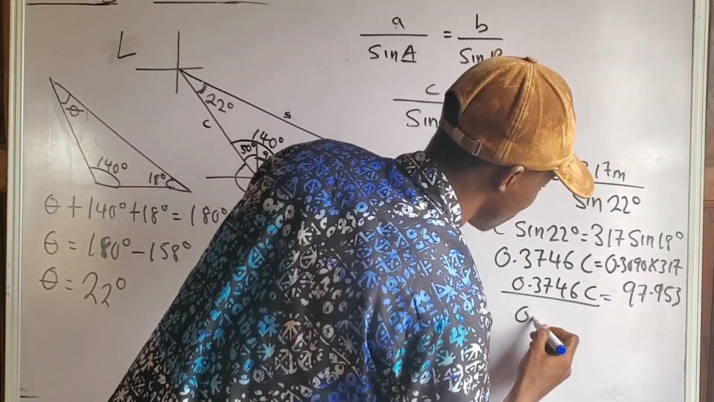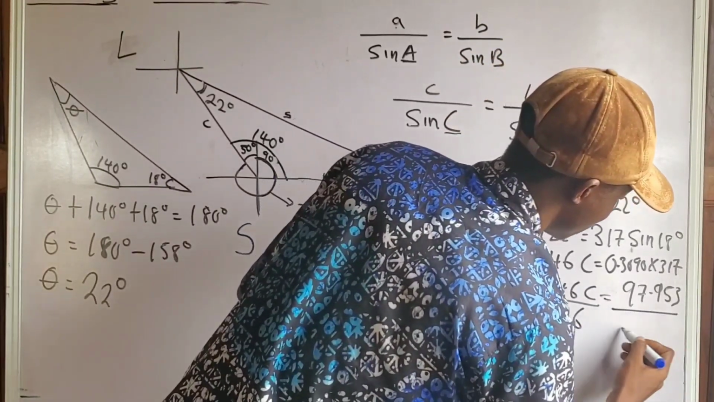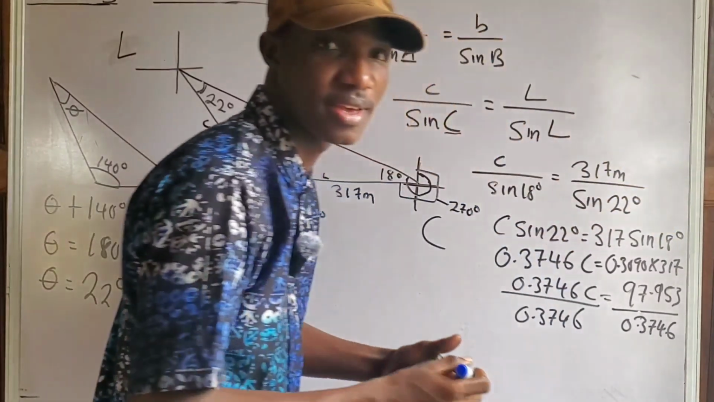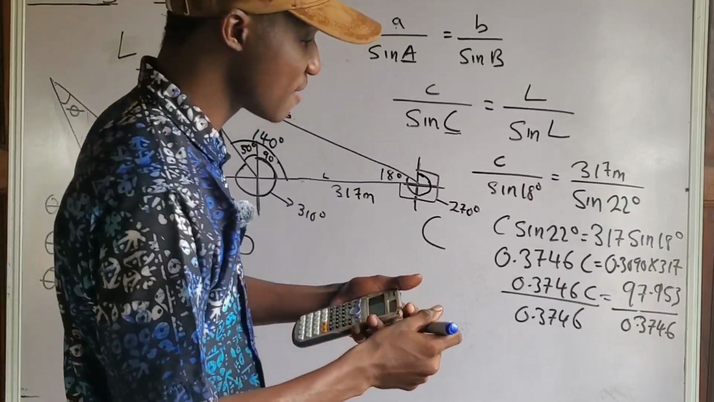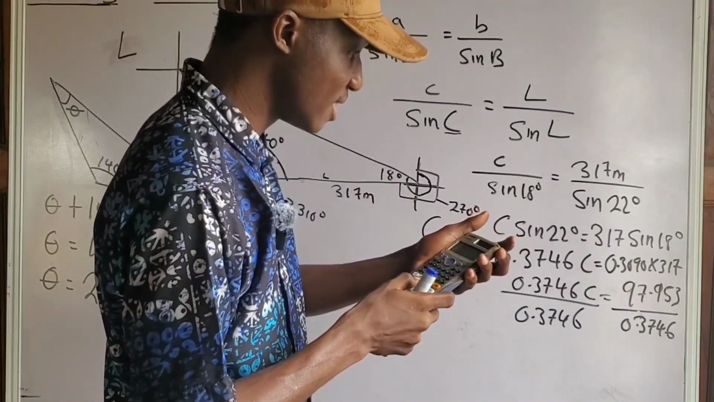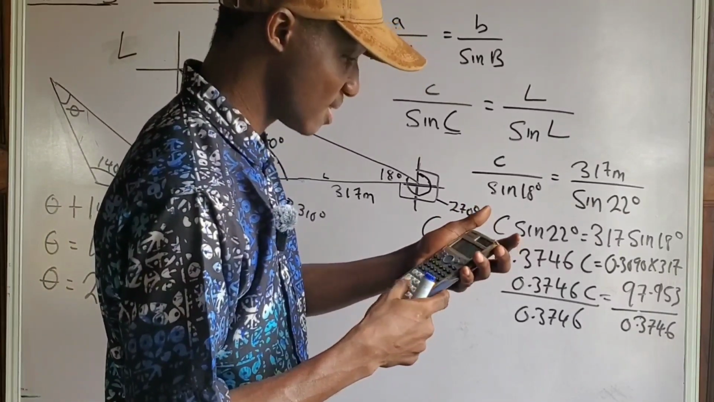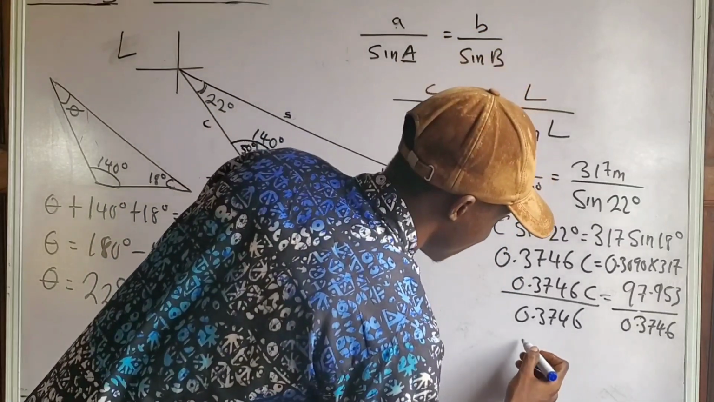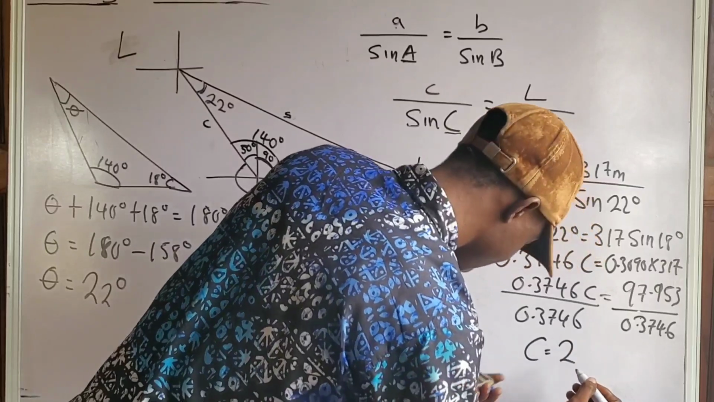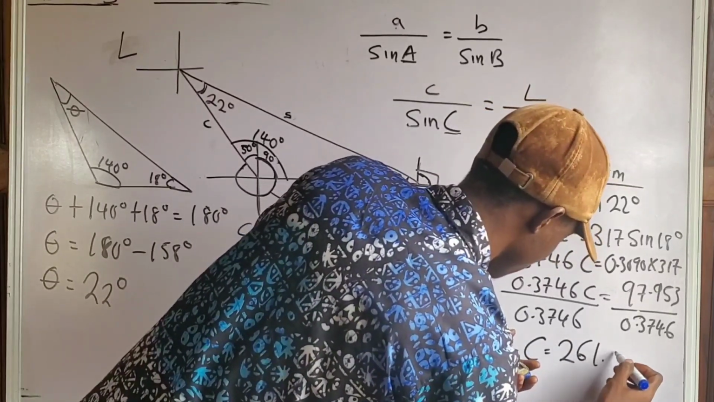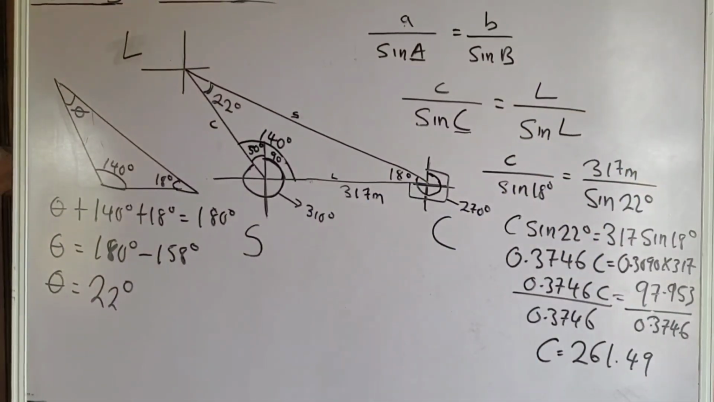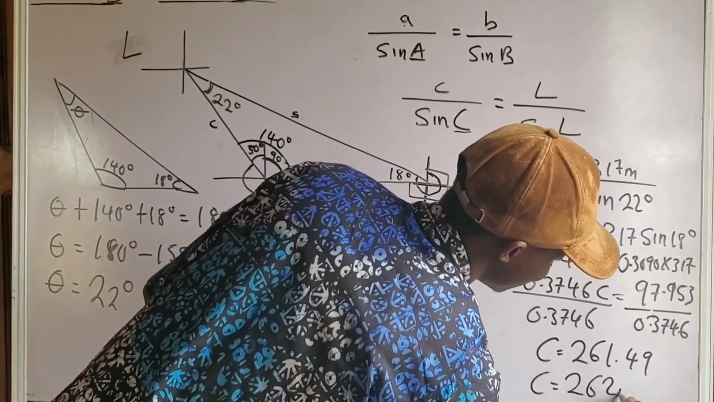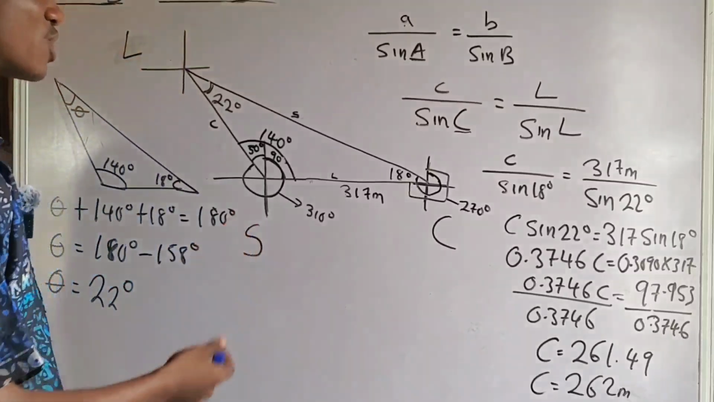0.3746c divided by 0.3746. Now, 97.953 divided by 0.3746 is 261.49. So c equals 261.49. You can approximate to the nearest meter. The value of c will be equal to 262 meters. Do you understand? So that is the solution to that question.